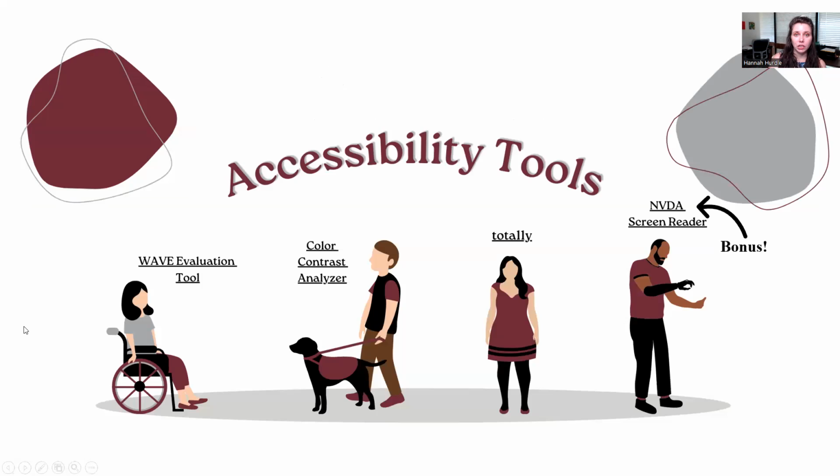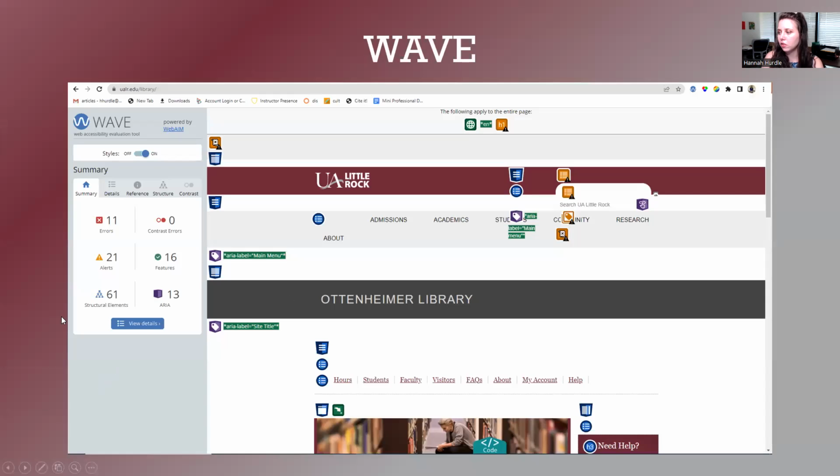So, accessibility tools. I'm going to show you the WAVE evaluation tool, the Color Contrast Analyzer, and Totality. Totality has a screen reader built in, but you can also check out the NVDA screen reader, which is another screen reader tool. All of these have been linked in the supplemental content for this video if you want to check them out. So this is what WAVE looks like.